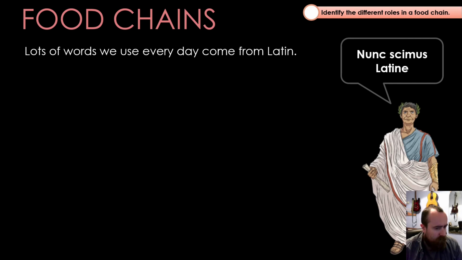Okay, so lots of words that we use in everyday language in English and quite a lot in science as well come from Latin words. And I think this is probably a good point just to break off and have a look at some of the words that we've looked at so far, see where they come from, because carnivore, herbivore, omnivore, they're quite odd sounding words. And it can be quite useful to work out where these words come from.